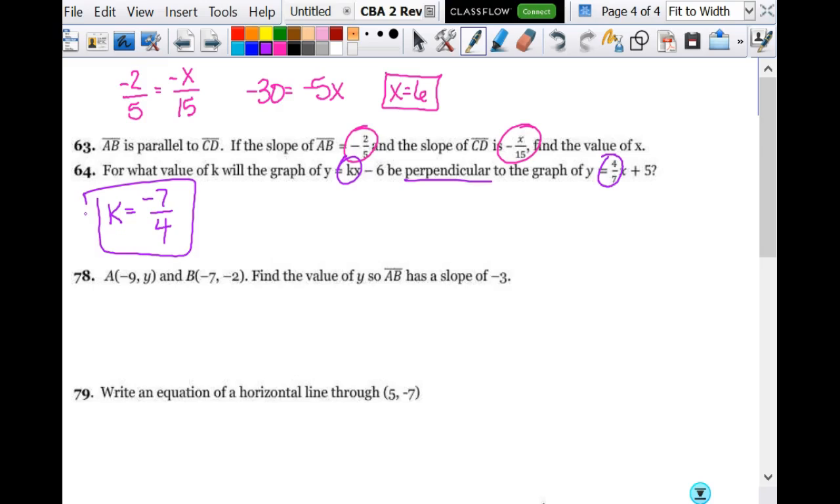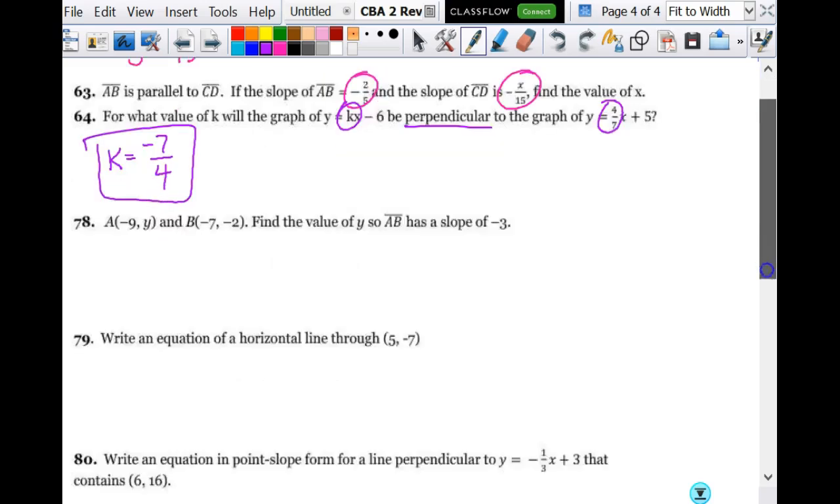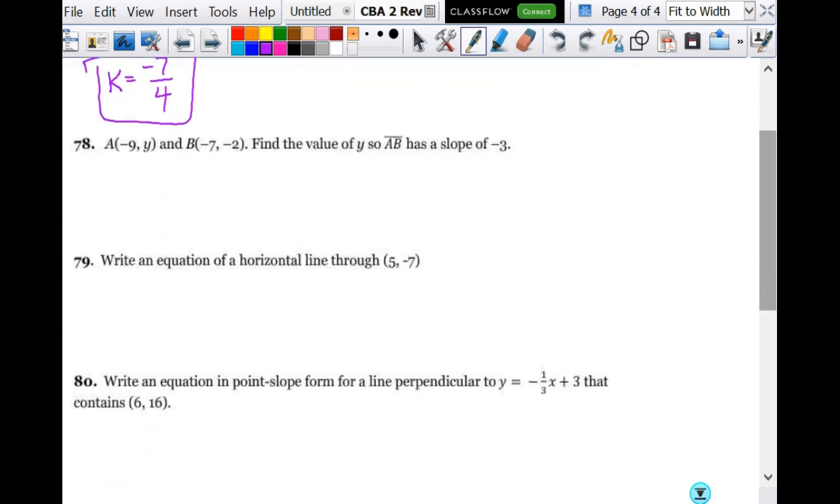All right. So next one. I want to find the value of y so that AB has a slope of negative 3. So I need to find the slope. Here, slope is delta y over delta x. That's going to be negative 2 minus y over negative 7 minus a negative 9. Gives me negative 2 minus y over 2. So that's the slope of AB.